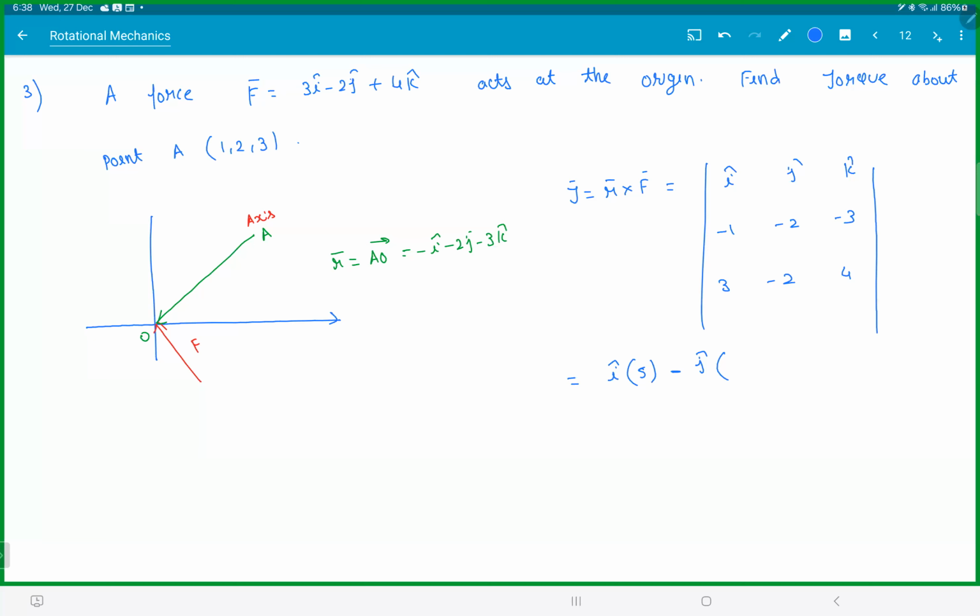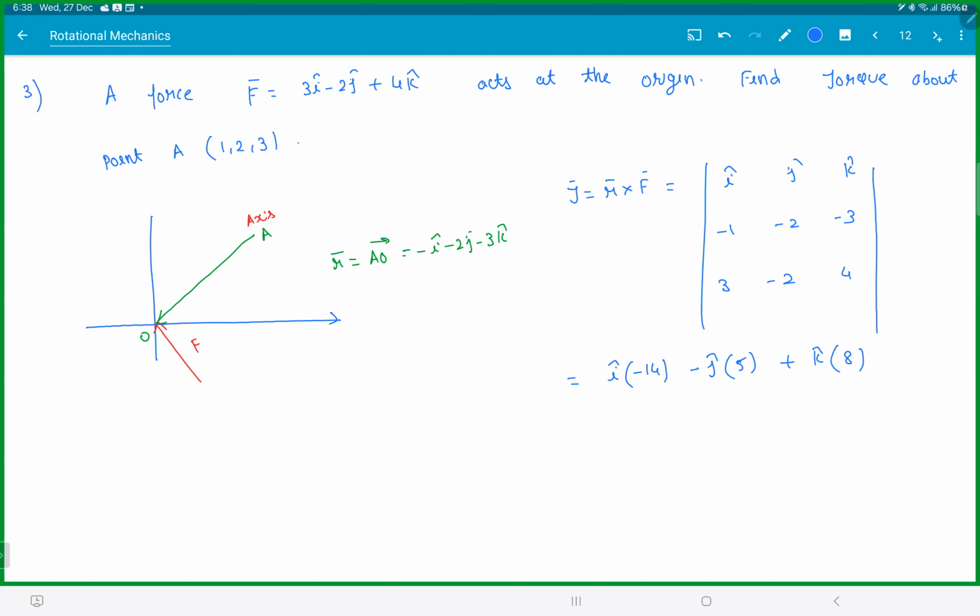Wait, I did that wrong. Minus 2 into 4 is minus 8, minus 8, minus 16, minus 14. Minus j is minus 4 plus 9, that is 5. Plus k is 2 plus 6, 8. Check. Minus 14, minus 5, 8, right, Anusha? Yep.